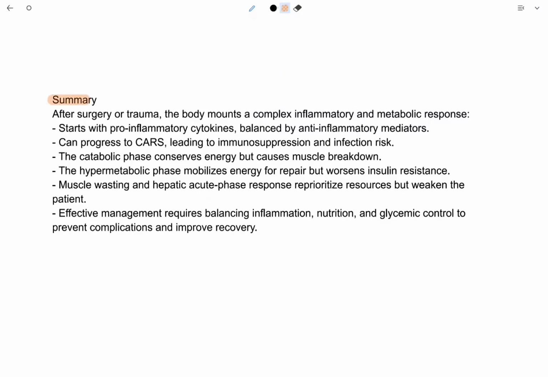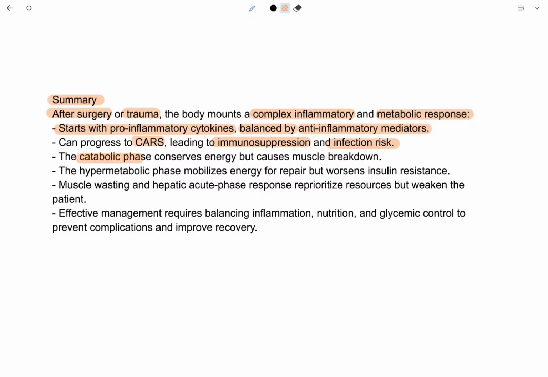We will discuss the summary of all this. After surgery or trauma, the body mounts a complex inflammatory and metabolic response. It starts with pro-inflammatory cytokines. Pro-inflammatory cytokines are IL-1, IL-6 and TNFα, and they are balanced by anti-inflammatory mediators. An excessive anti-inflammatory response can progress to immunosuppression and infection risk.